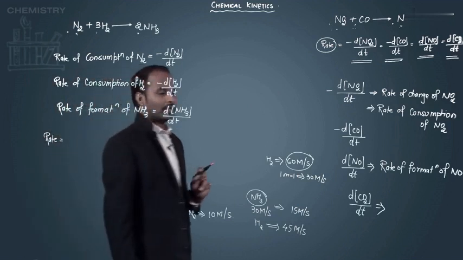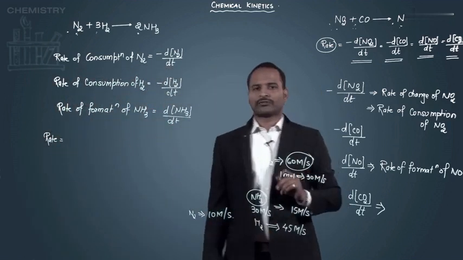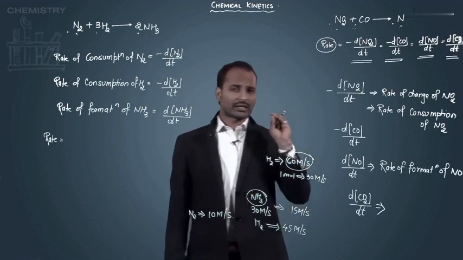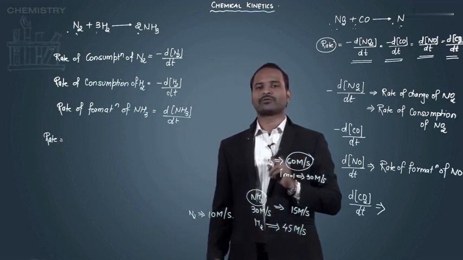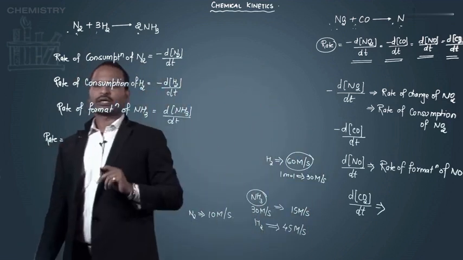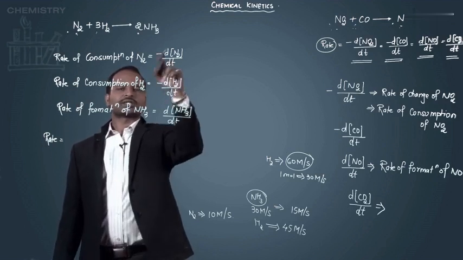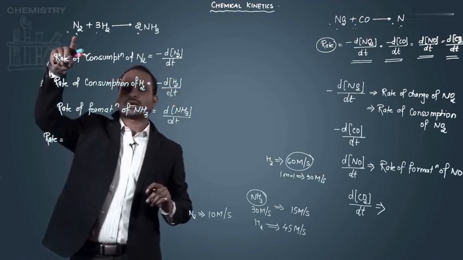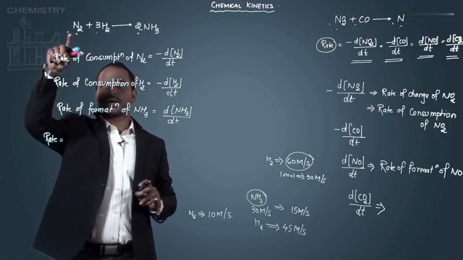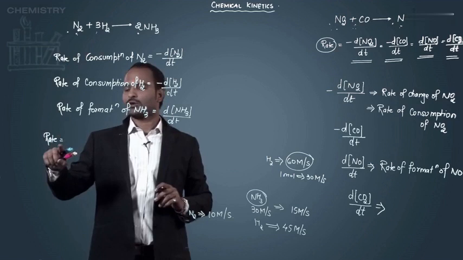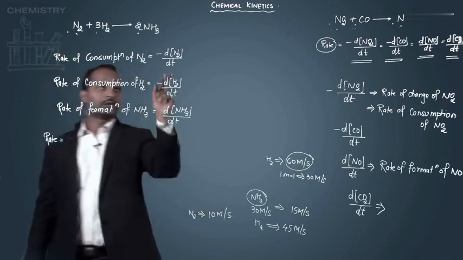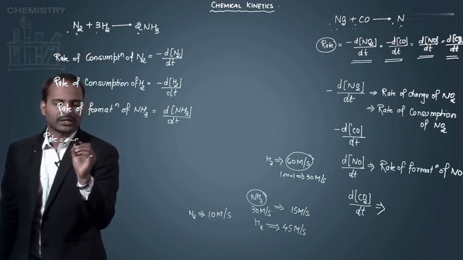As I said in this example, the rate of reaction is always equal to the rate of consumption or formation of the reactant or product which has coefficient 1 mole. Now I know the rate of consumption of nitrogen, which is minus d[N2]/dt. How many moles of N2 are present in the reaction? 1 mole. Since the coefficient is 1, the rate of reaction and the consumption rate of nitrogen will be the same. So nitrogen consumption rate is minus d[N2]/dt.